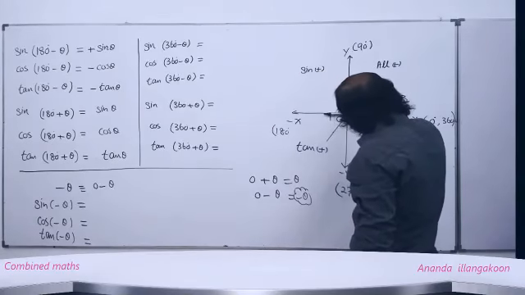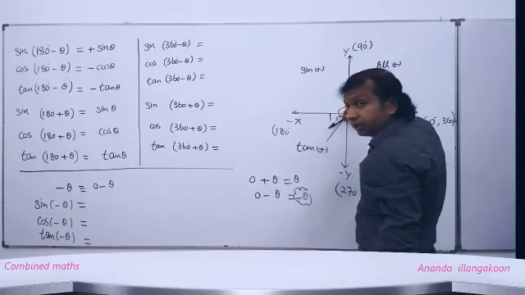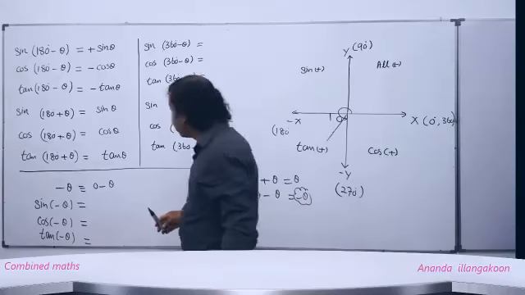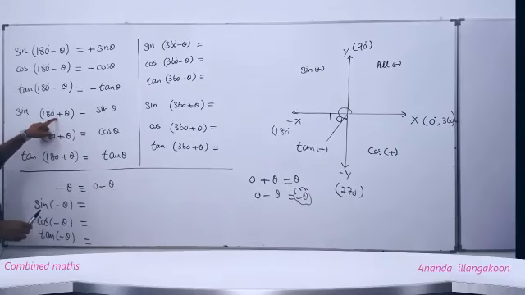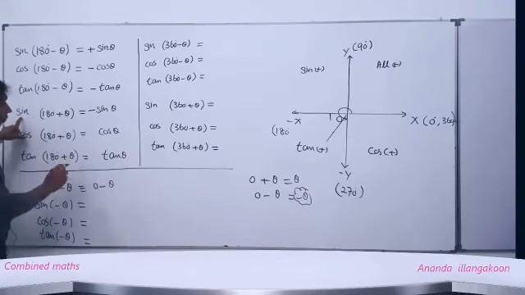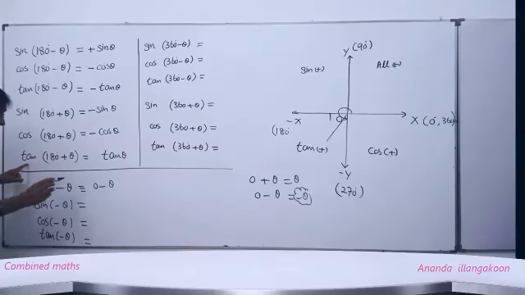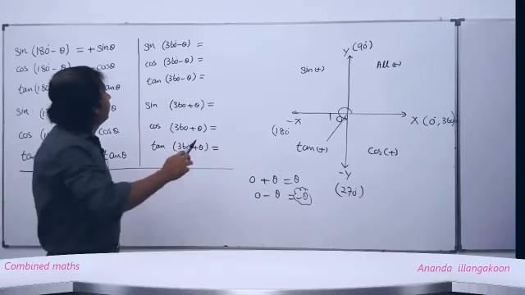180 plus theta means third quadrant. The angle is in the third quadrant. In the third quadrant, you know only tan is positive. Then sin is negative in the third quadrant. Cos is also negative, because in the third quadrant only tan is positive. Third quadrant, tan positive. Understood? Right. Next one.